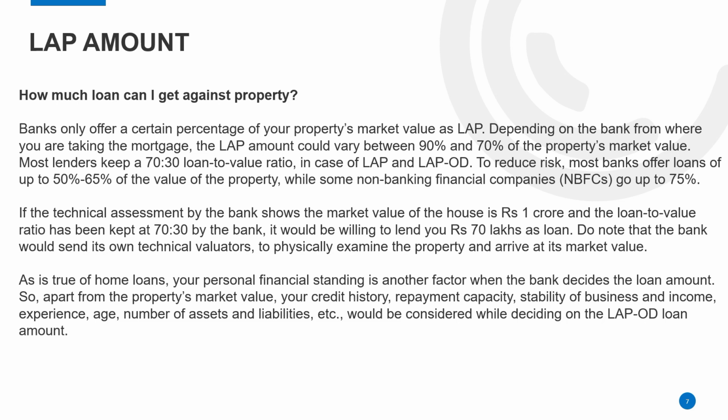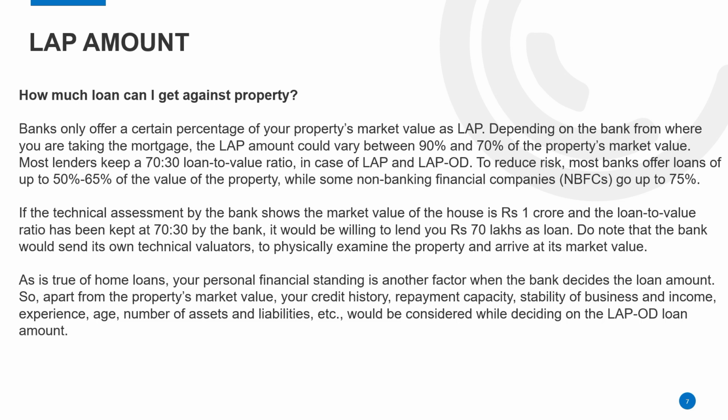LAP amount: how much loan can I get against property? Banks only offer a certain percentage of your property's market value as LAP. Depending on the bank from where you are taking the mortgage, the LAP amount could vary between 90% and 70% of the property's market value. Most lenders keep a 70:30 loan to value ratio in case of LAP and LAP overdraft. To reduce risk, most banks offer loans of up to 50% to 65% of the value of the property, while some non-banking financial companies, NBFCs, go up to 75%.